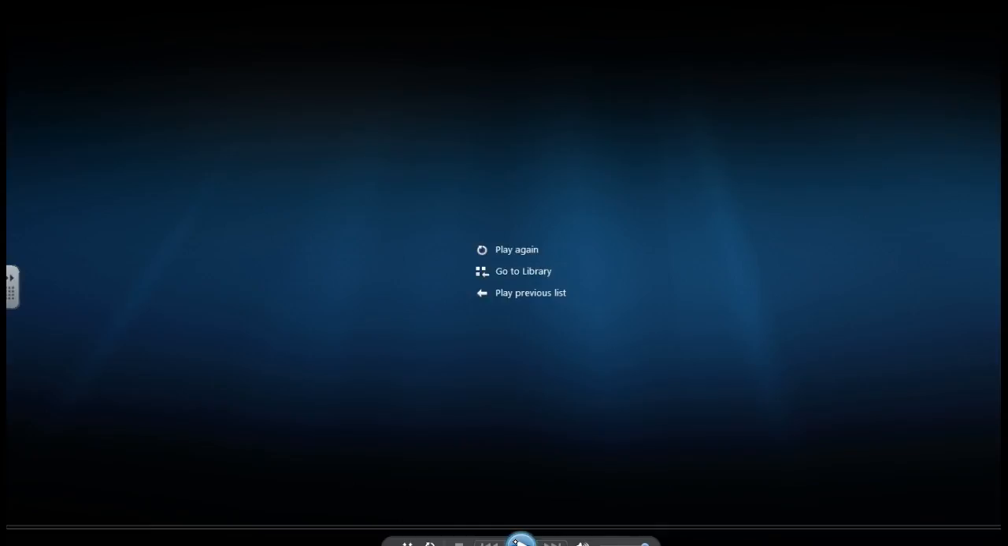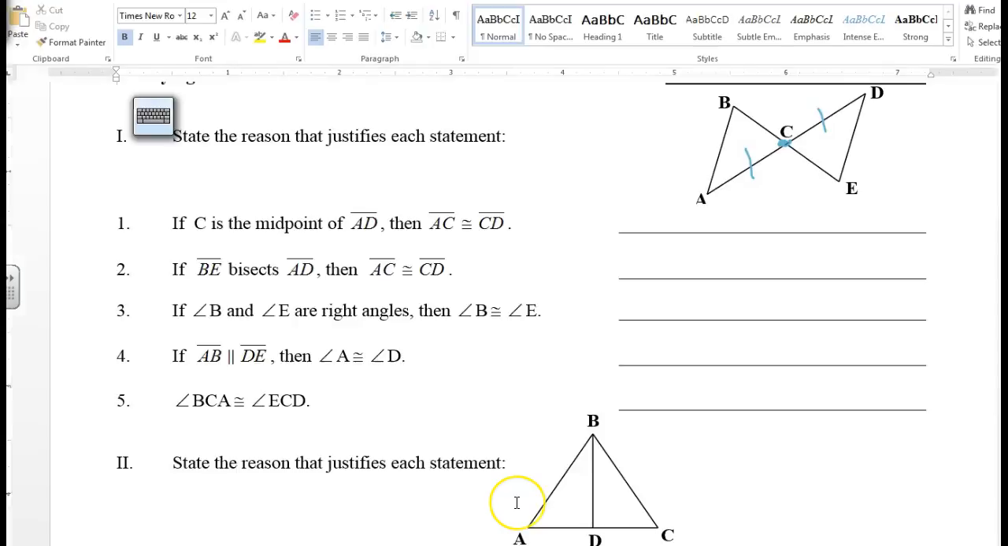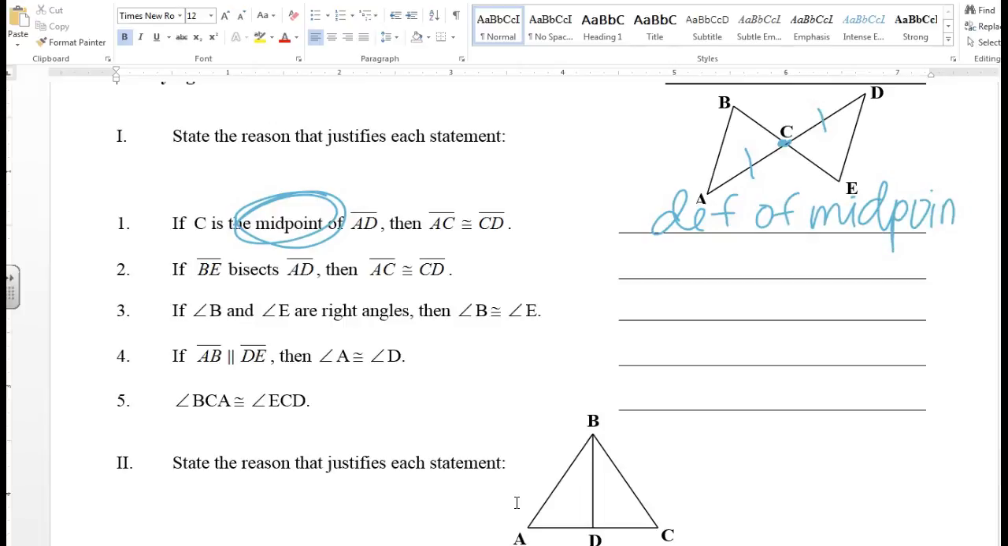The answer is in the question. So on literally most of these, on 90% of them, the answer's in the question. Look at the question. What word do you see? Midpoint. So the answer is definition of midpoint. Write it down. That's the correct answer to the problem. I have justified my statement. Let's look at the next one.